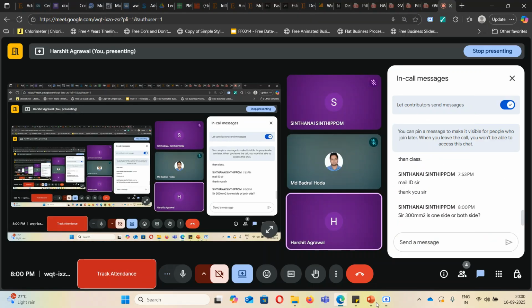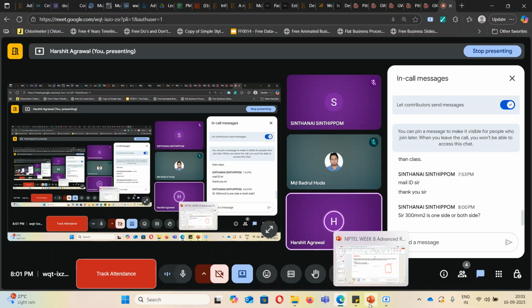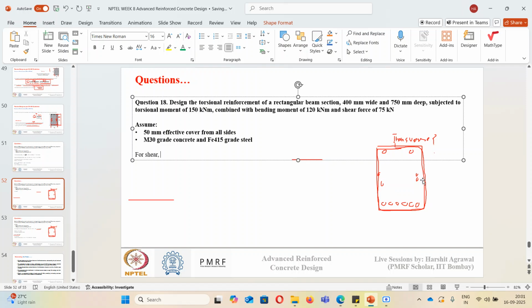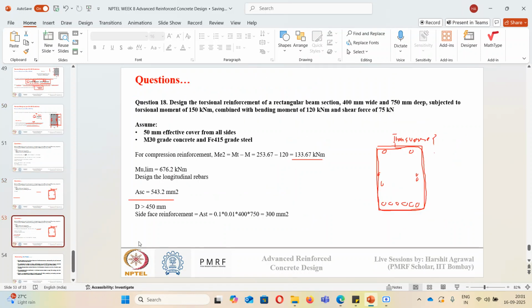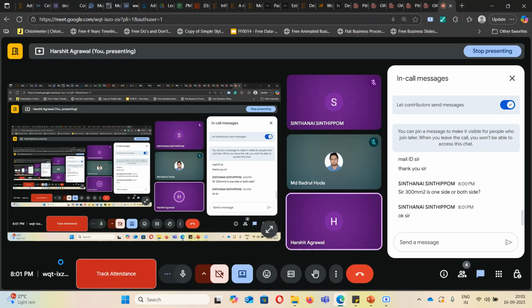There's some doubt: 300 mm² on one side. So this is 300 mm² on each side, 0.1% of gross area on each side we need to provide. Suppose for 300 mm² I am using 16 mm diameter reinforcement, two rebars. So I need to provide two rebars here and two rebars here on each side. This is the side face reinforcement per side. On each side I need to provide 0.1% of the web area. Got the point?